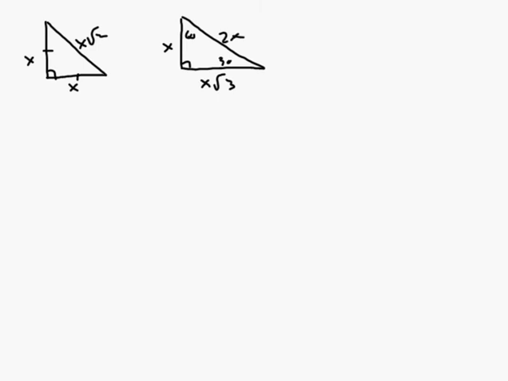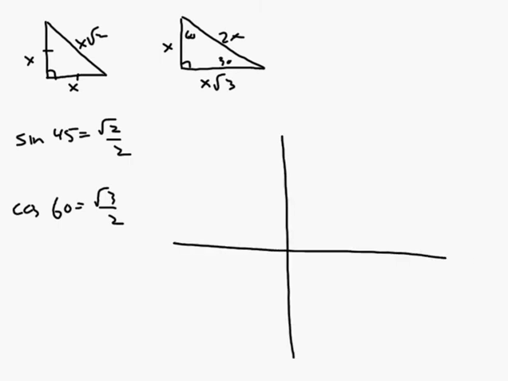Right? And then maybe at some point you had to memorize things like if you had the sine of 45, you had to know that was equal to rad 2 over 2. Or if you had the cosine of 60, you had to know that was rad 3 over 2. Right? So the question is, how can we use the unit circle to derive some of these special values? Okay? So that's what I'm going to do next. We'll look at this case first.